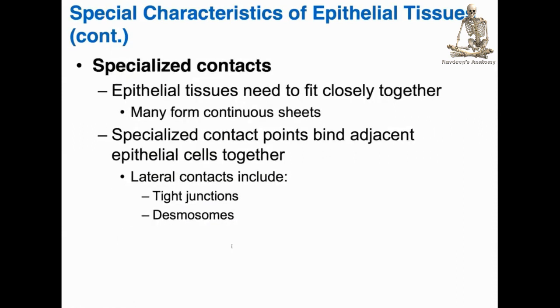As we are talking about the apical and basal surfaces serving for attachment purposes, apart from these, epithelial tissues also have specialized contacts. As we already discussed, epithelial tissues need to fit closely together. So they have these specialized contacts, and many of the tissues are so closely bound to each other that they form continuous sheets. These specialized contact points bind the adjacent epithelial cells together with the help of lateral contacts. These lateral contacts may include tight junctions and also desmosomes, which you would have studied in your cell chapter in microbiology.